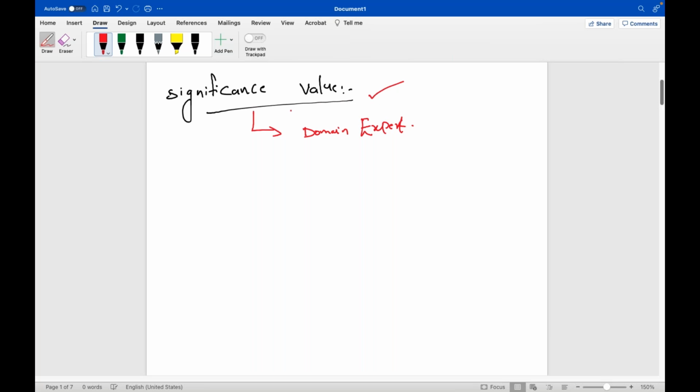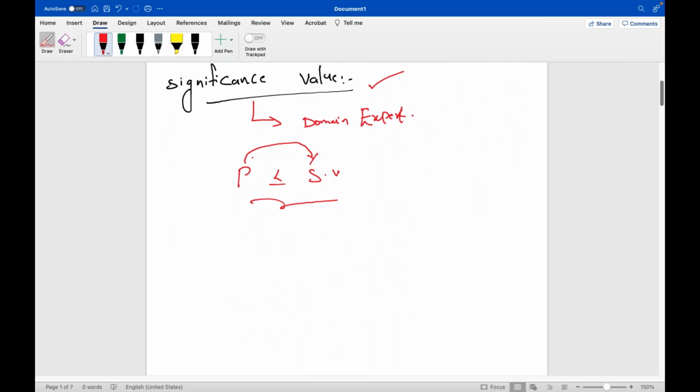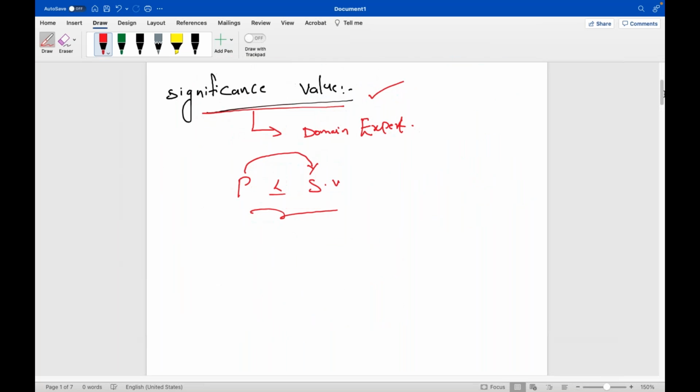Once this value is fixed, my p-value should be less than or equal to this particular significance value. So the p-value we calculated previously is always compared with the significance value. The p-value is calculated by the statistical engineer or statistician, but the significance value is fixed by the domain expert.